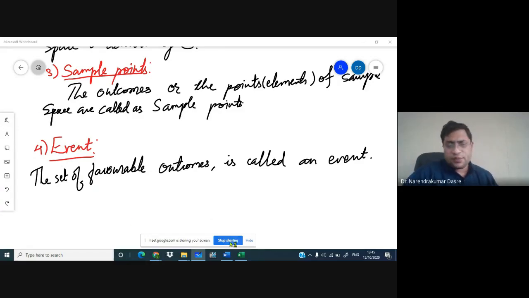But this subset may be proper or improper. You know about proper and improper subsets. So when I say the event is a subset of a sample space, it may be a proper event, or it may be an improper event. Improper subsets are the empty set and the set itself. If the event is the empty set, with no sample points in the event, then the event is called a null event, or an impossible event.